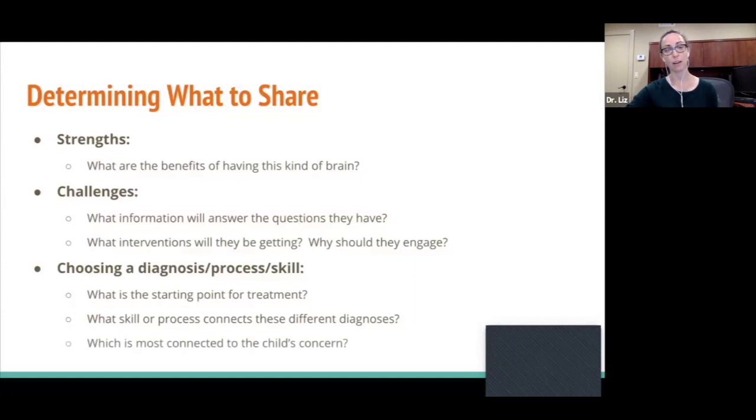And of course, I'm thinking about what's most connected to the child's concern. So I don't have to tell them everything about their whole profile now. I'm going to choose the piece that's most important to the next step.